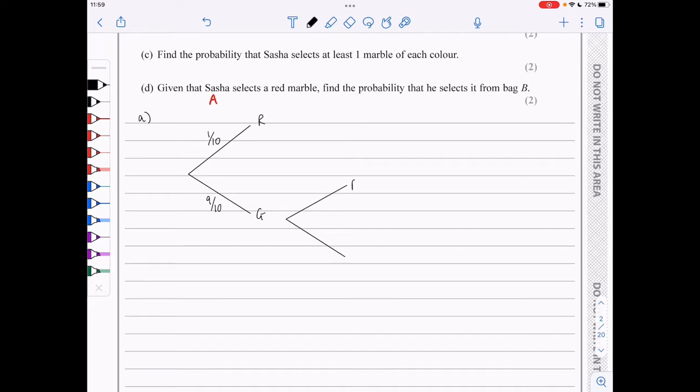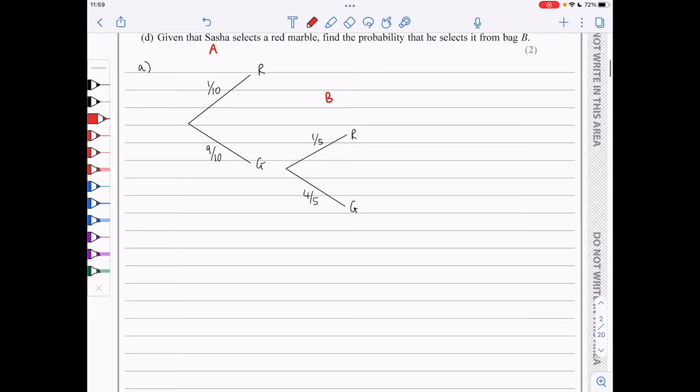So it could again be red or green. There is 1 red and 4 green, and this is bag B. And then if it's green, again, we draw from bag C, and it could be red and green with probability 1/3 and 2/3 respectively. So that's the tree diagram.